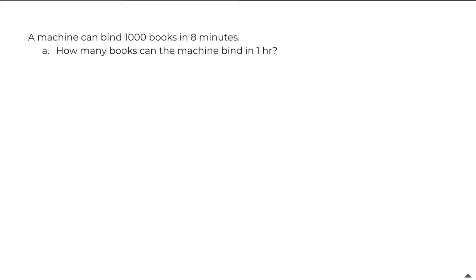And we want to figure out how many books the machine can bind in 1 hour. But notice how this is in minutes and this is in hours. So we want to convert these hours to minutes. So 1 hour is equal to 60 minutes. Okay? And the first thing again that I want to do is find the unit rate.